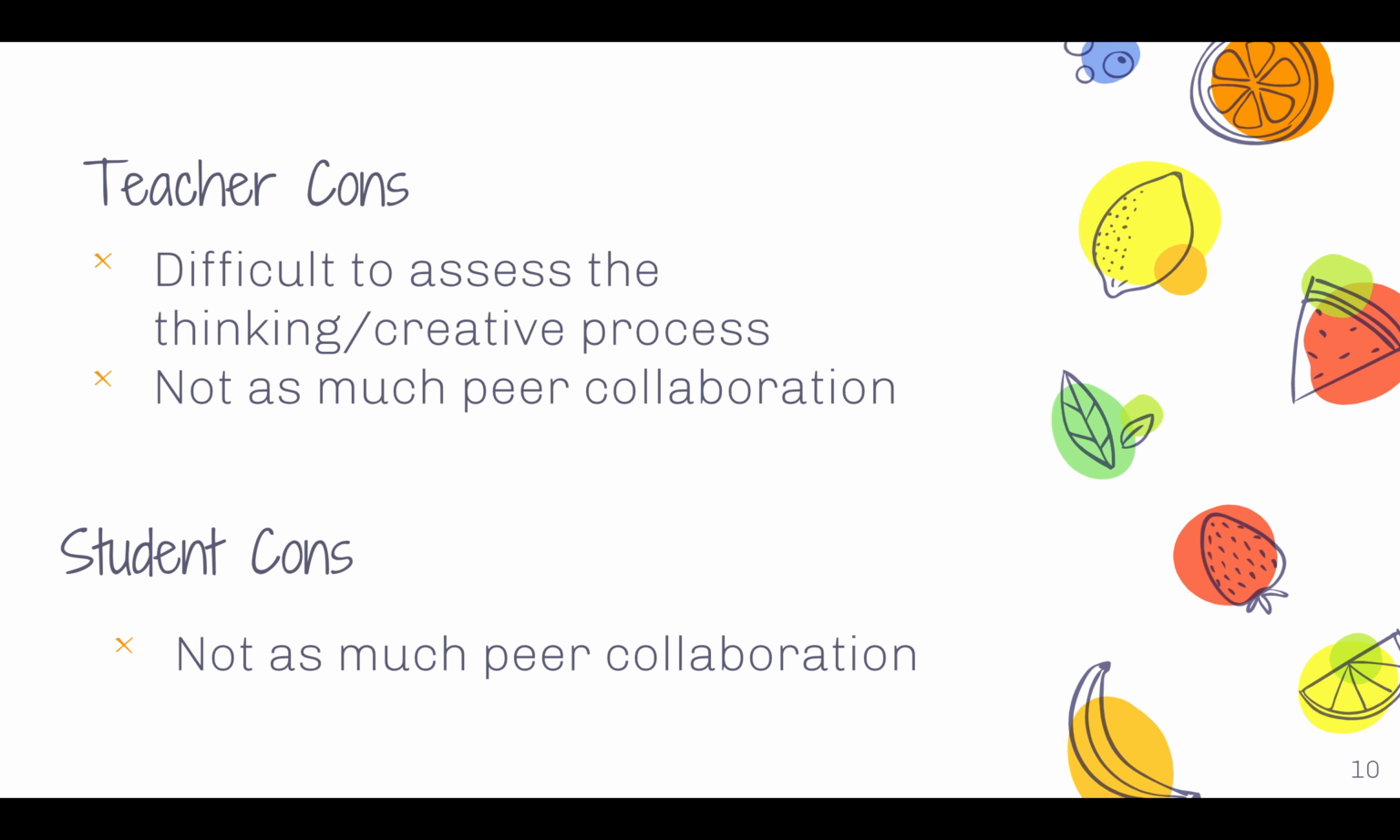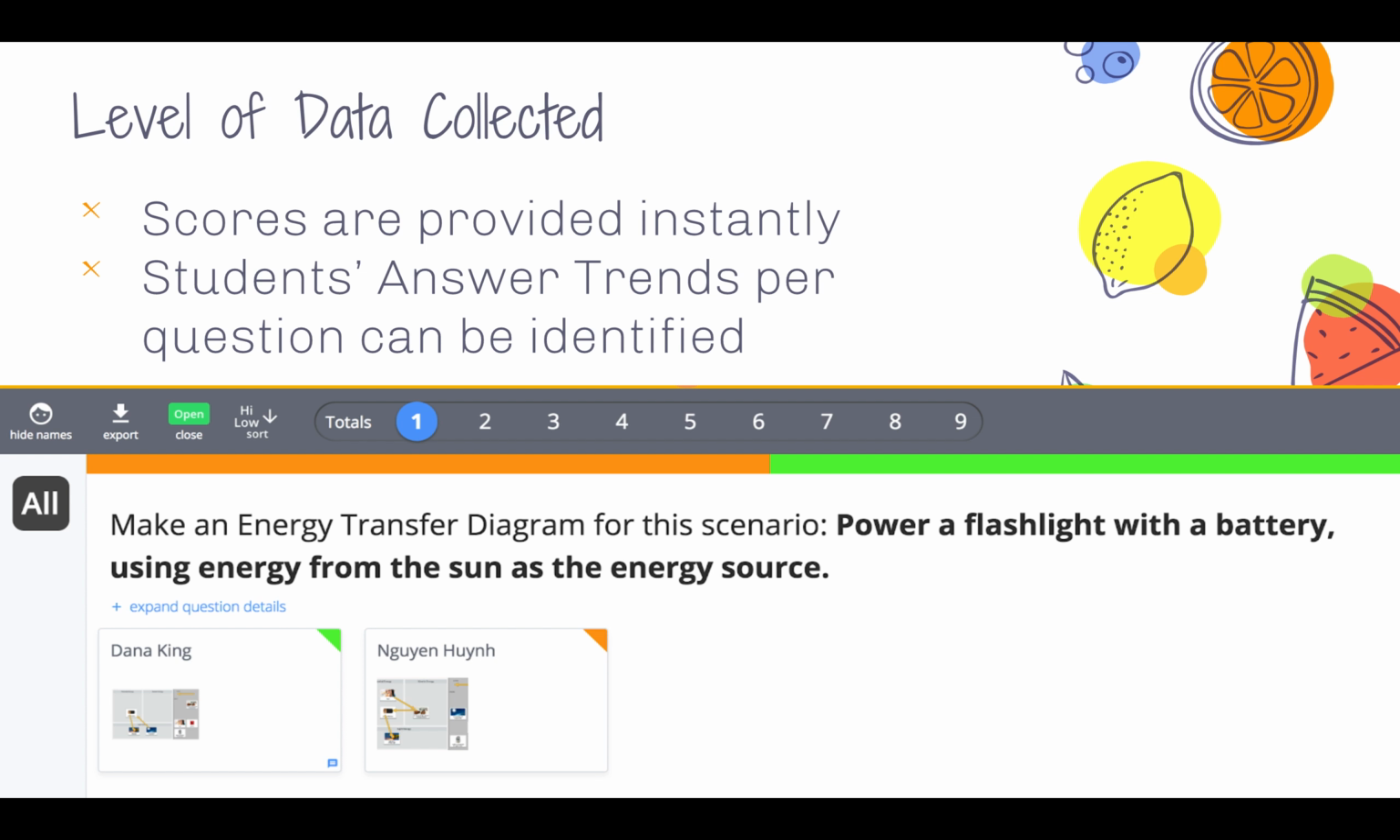Teacher cons: it might be difficult to assess the thinking and creative process, and what I mean by that is if students are going through multiple drafts of what they're trying to draw, you can't really tell from that. Also, for both students and teachers, you can't really collaborate, as if you were all working together on a Google Doc or creating a team draft, so there isn't really a way for students to all collaborate on this assessment.